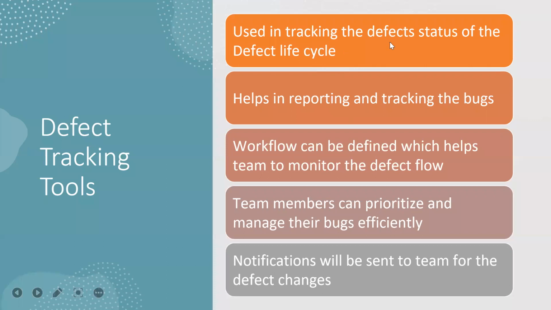They are used in tracking the status of the defect life cycle. In a defect life cycle, we have statuses from open to close, and multiple status changes going on in between. All those statuses can be tracked using a defect tracking tool. It helps in reporting and tracking bugs. Not only tracking, we can also raise a bug there and track it. Workflows can also be defined, which helps the team monitor the defect flow.